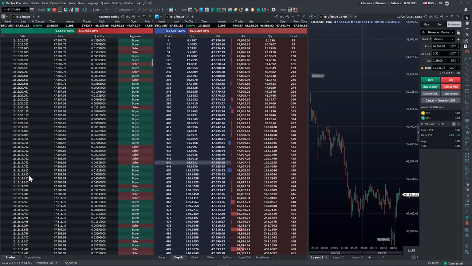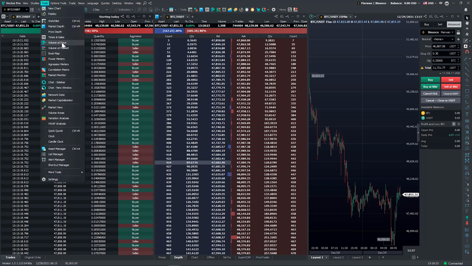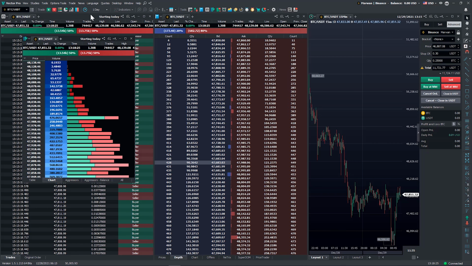Volume at price shows us the total accumulation of volume at each respective price level traded on the market, which gives us an understanding of the relevant price levels that market participants are most interested in trading. In order to access this tool, we'll go to the top menu bar under Tools and select Volume at Price. Let's go ahead and adjust your screen once more.